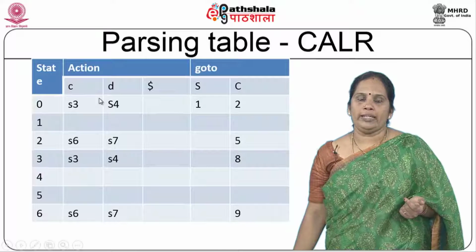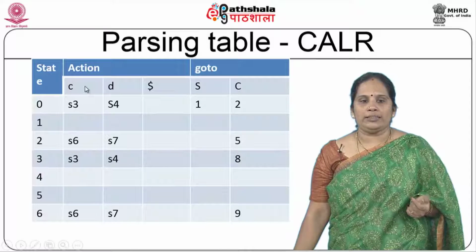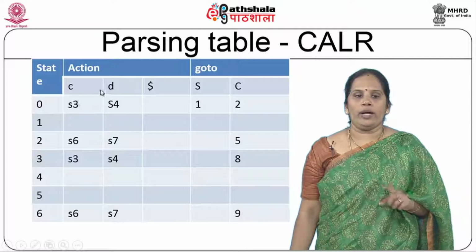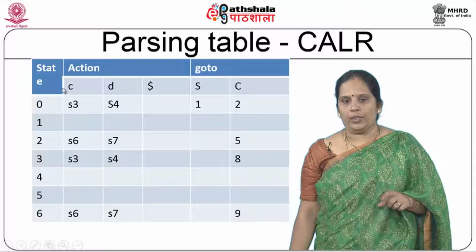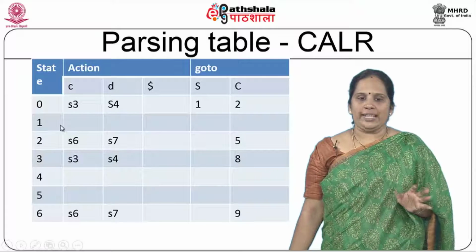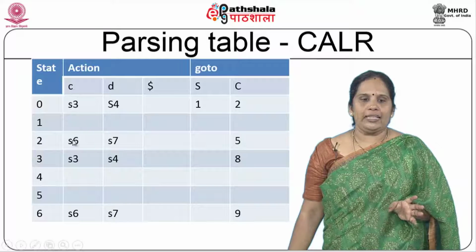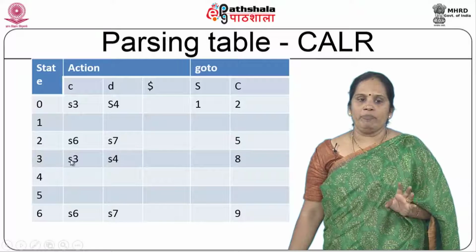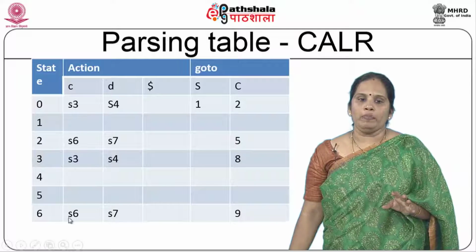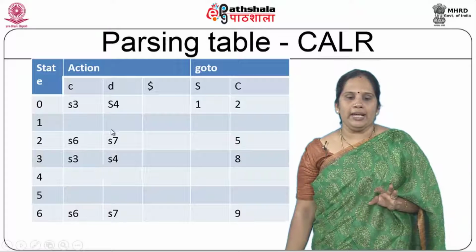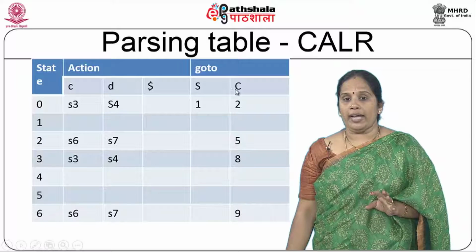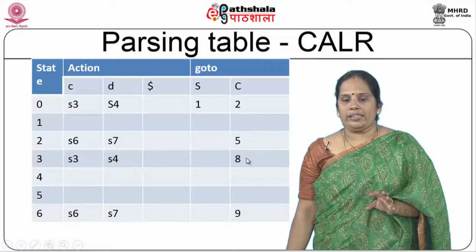The parsing table basically says I0 comma c went to I3. So at the intersection of 0 comma c I have S3, at 0 comma d I have S4, 0 comma S is 1, 0 comma C is 2. For I1 there is nothing because it is S dash produces S dot, termination. I2 comma c is S6, I2 comma d is S7, and so is I3 comma c is S3, I3 comma d is also S4, and I6 comma c is S6 and I6 comma d is S7. Similarly, I6 comma capital C is 9, I3 comma capital C is 8.